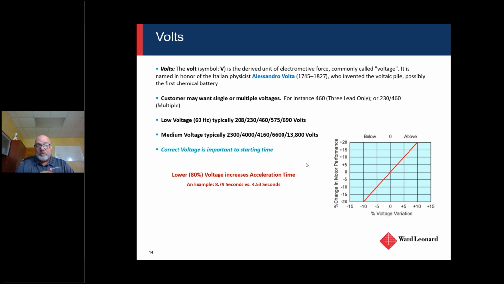There's a little history on how the volt got its name, but when we talk about voltages, for us, there should be 3. This has got an error on the slide, but we talk about low voltage, which is typically 208, 230, 460, 475 volts, 690 volts, any of those things. And then medium voltage is 2,300, 4,000, 4,160, 6,600. And then, in my opinion, once you get past 6,600 volts, it's usually high voltage, right?